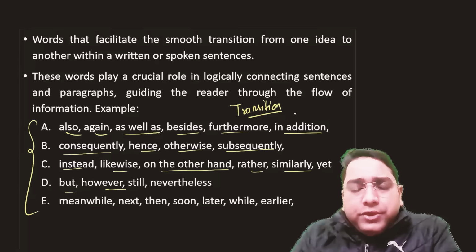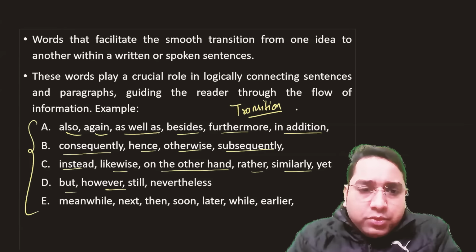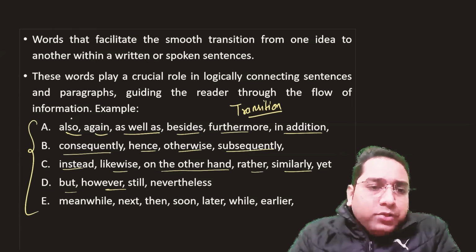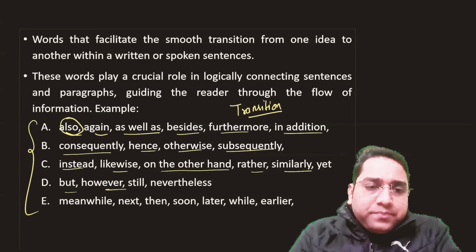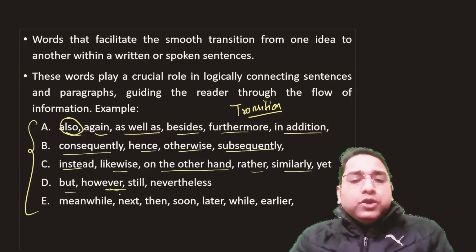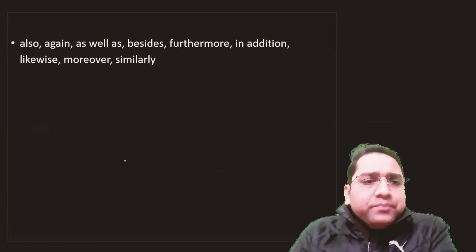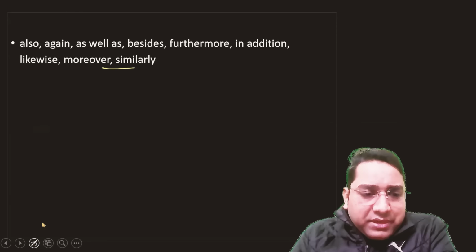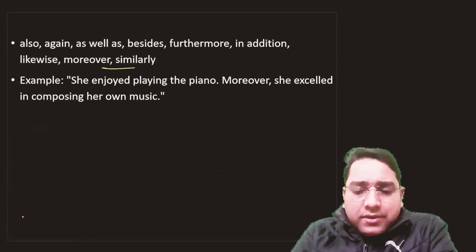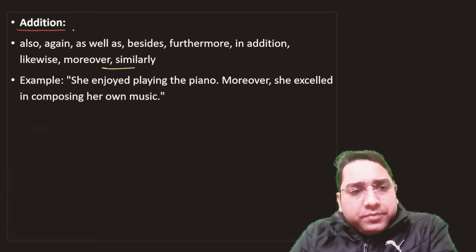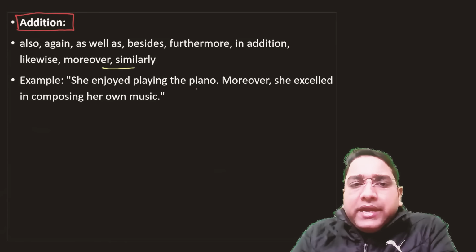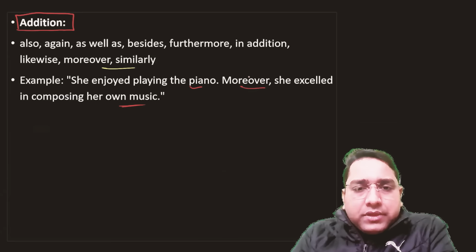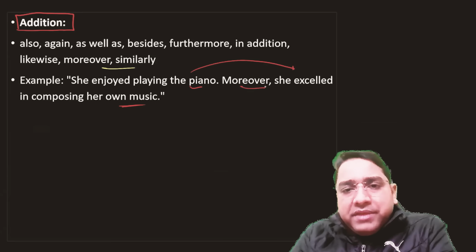Now, one thing which is important for you is in which situation which word should be used, or which word has a particular situation. For example, you don't use also to contradict two statements, correct? You use however to show contradiction. So I'll explain very clearly. If also, again, as well as, besides, furthermore, in addition, likewise are given, the context of these words is addition. For example, she enjoyed playing the piano. Moreover, she excelled in composing her own music. So the next thing is an addition to the previous thing.